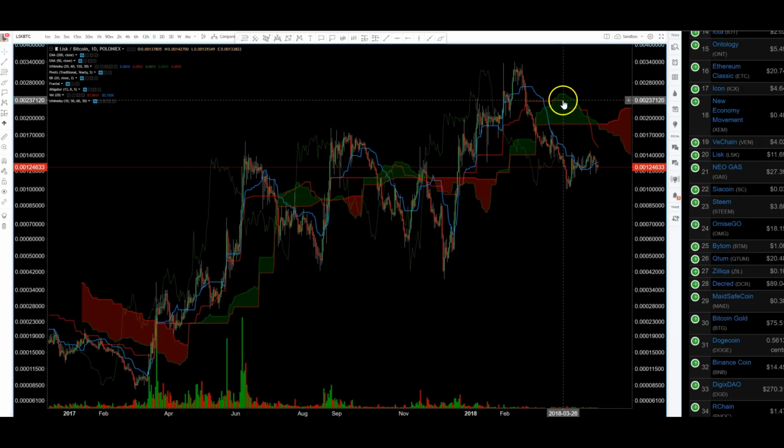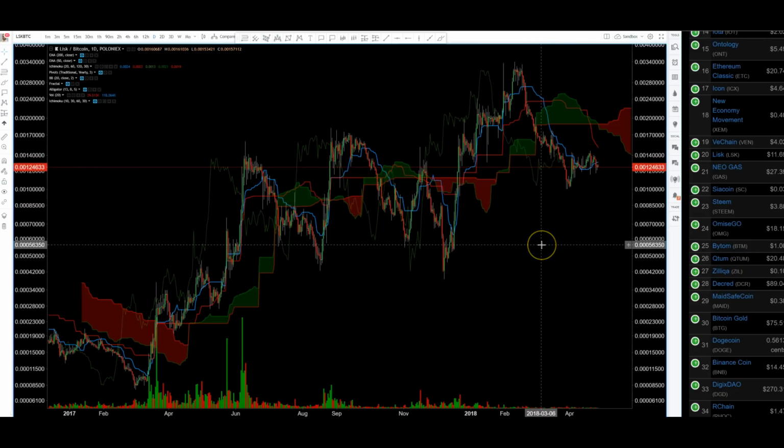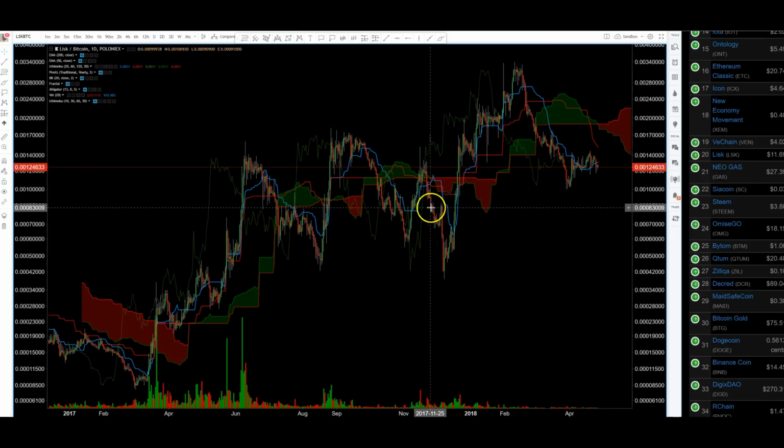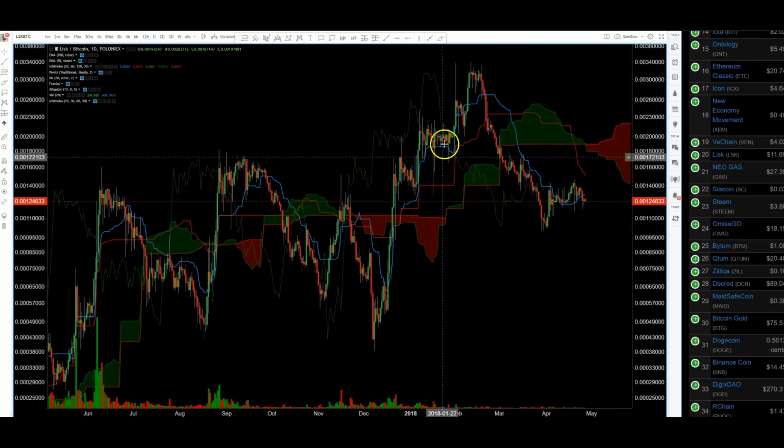Very much like XMR, just like a complete mess all the way up. Very messy. Hard to trade this because it's not in a trend. Just on balance, I mean, this is just gross, but whatever.